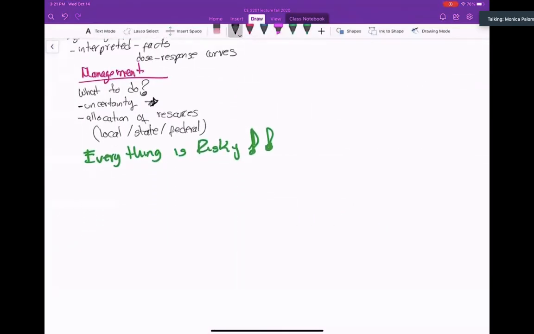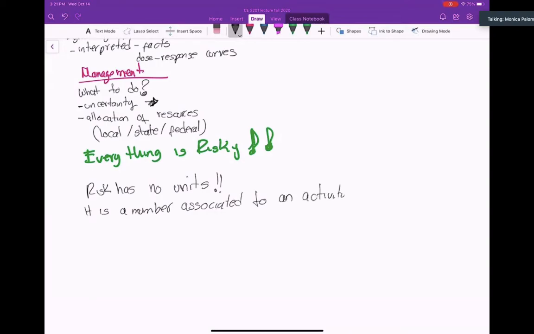Very important, risk has no units. No units. It's just going to be a number. It's a number associated to a given activity. It is a number associated to an activity, and we just look at the different activities, right?